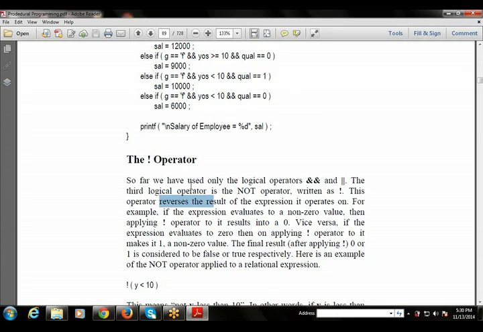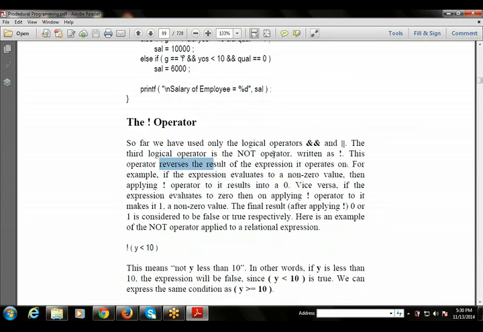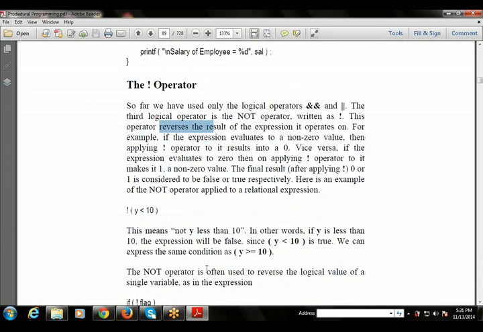This is a relational expression, that is, we use the relational operators: less than, greater than, less than or equal to, greater than or equal to. This means NOT y less than 10. In other words, y is less than 10, so the expression will be false since y less than 10 is true. We can express the same condition as y greater than or equal to 10.